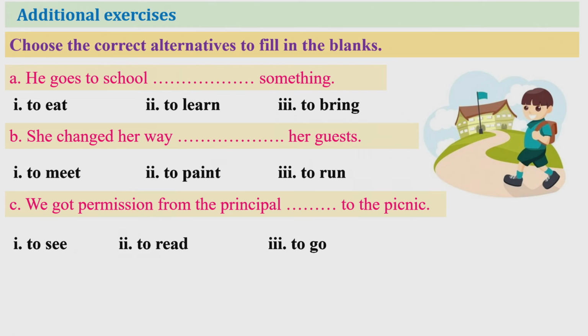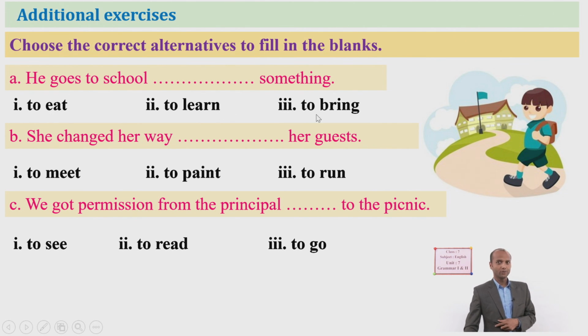Now, I have some other exercises, a set of sentences for you where you have to choose the correct to plus verb construction. Okay? Let's begin with A. I have enlisted altogether 6 sentences for you. And options are also given there. Don't worry. Look, there are 3 sentences with 3 different options. So which goes with what?